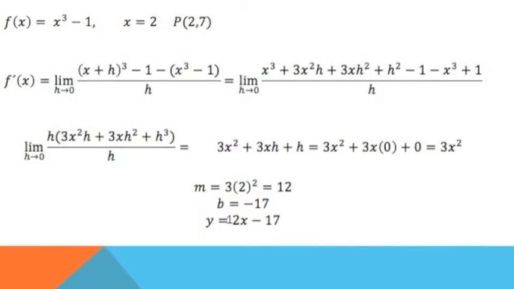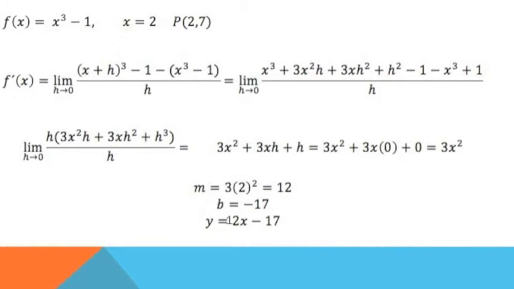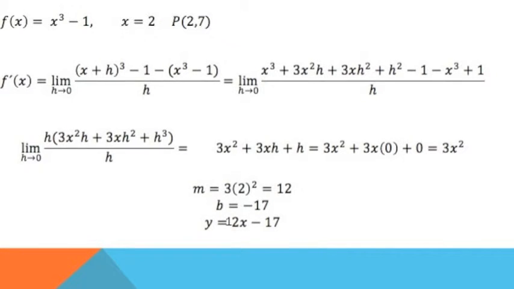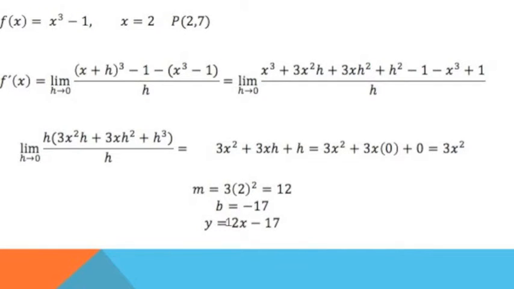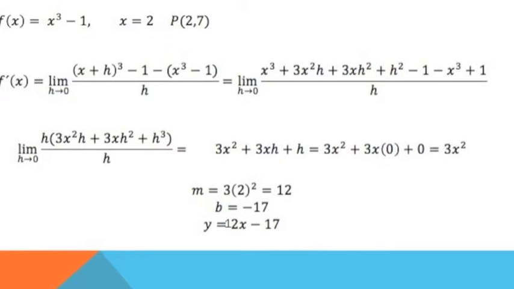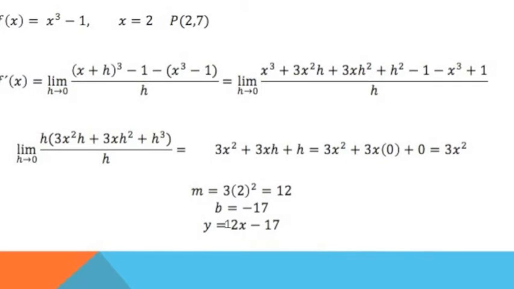We get the limit of h approaching 0, so h times (3x to the second power plus 3x times h plus h to the second power) over h. We use common factor for this, so finally we have 3x squared plus 3x times h plus h squared. We substitute h with 0, so we have 3x squared plus 3x times 0 plus 0, so equals 3x squared. That's our result.